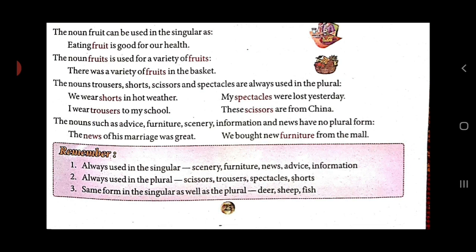Next point, they are telling that there are a few nouns which are always used in plural form, like scissors, trousers, spectacles, shorts. Then in the third point they are telling that same form in the singular as well as the plural. There are a few words which remain same in single form also and plural also, like deer, sheep and fish. Okay.